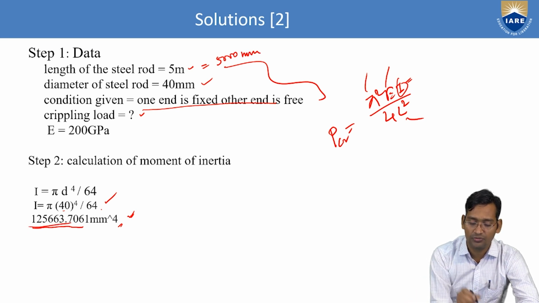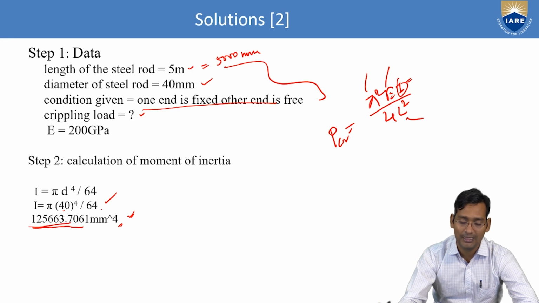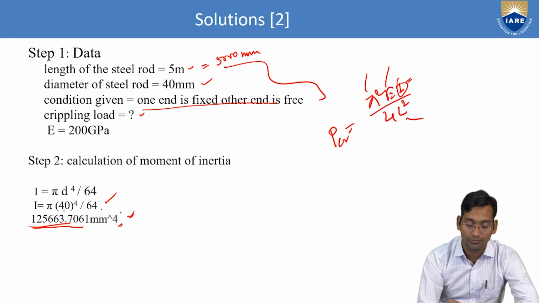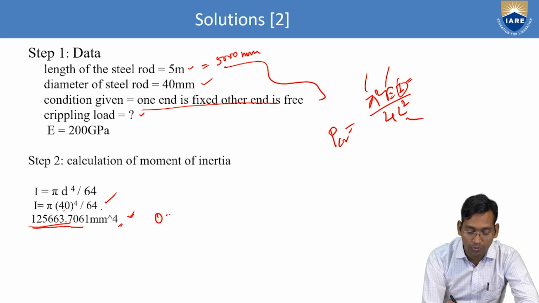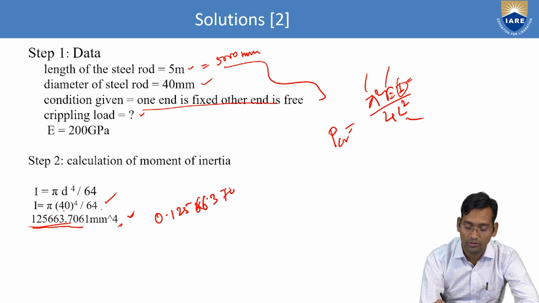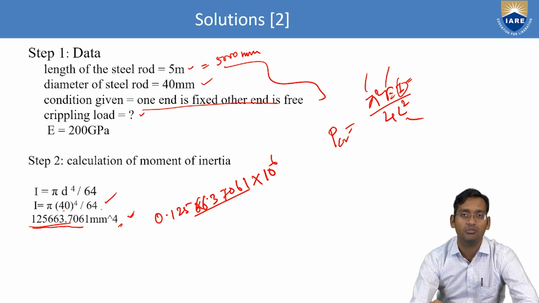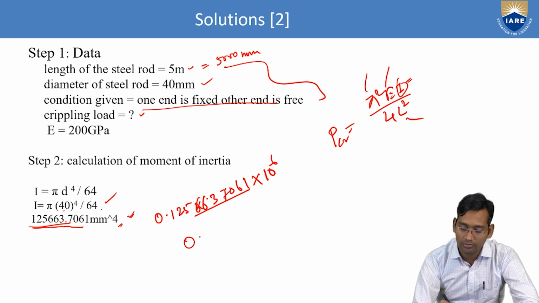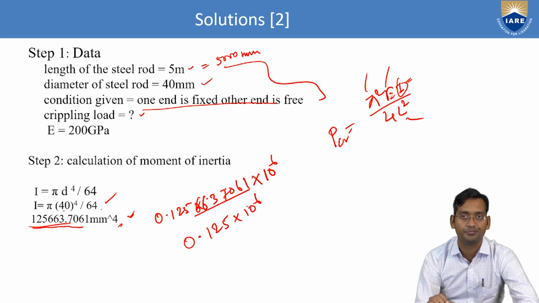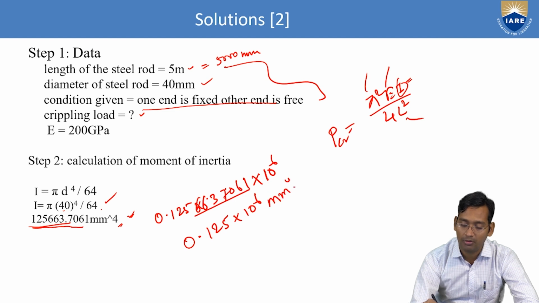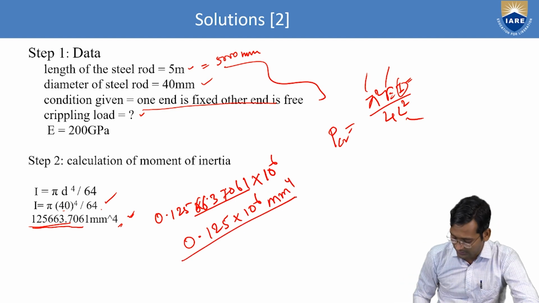After finding this, we got 125,663.706 into 10 to the power 6. So we can write 0.125 into 125,663.7061, into 10 to the power 6. Instead of writing so many digits, because as we move away from the decimal the value becomes smaller, we can simply take that as 0.125 into 10 to the power 6 mm power 4. So this is the value of I.